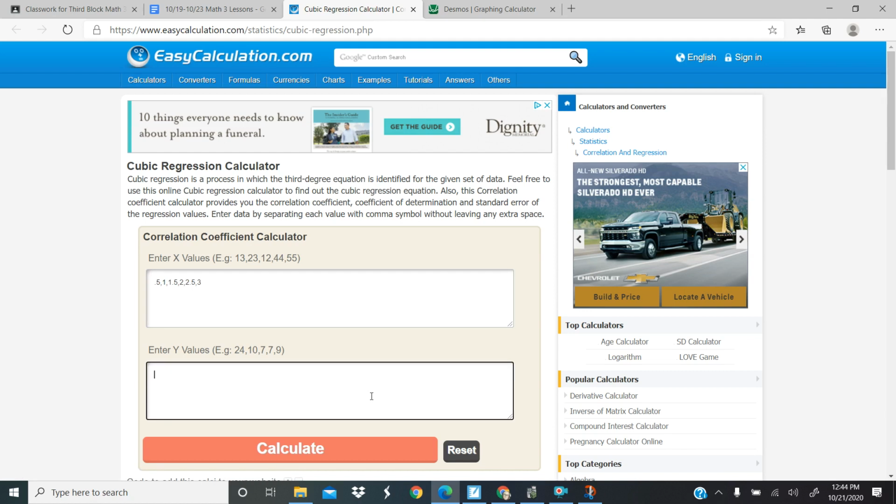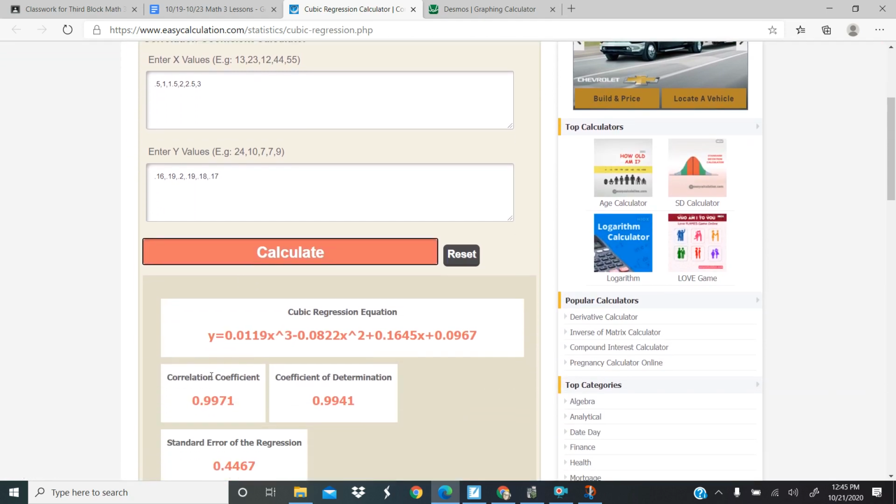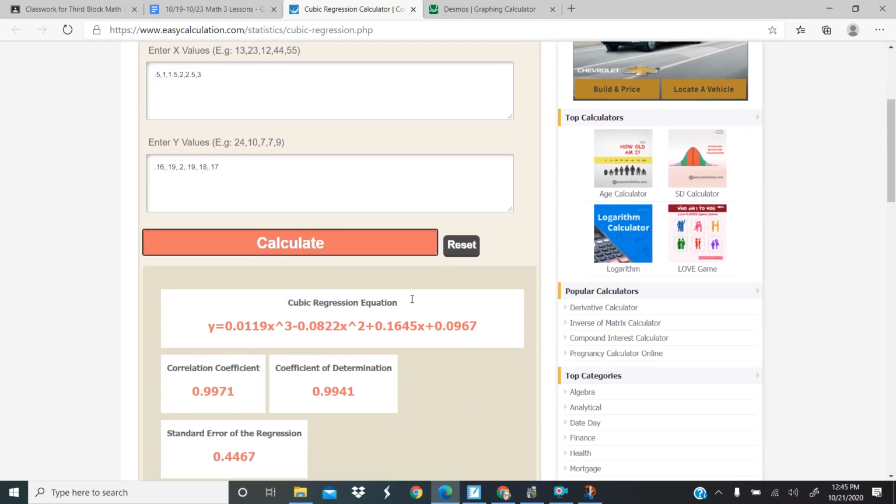And then for the y values, they were 0.16, comma, 0.19, comma, 0.2, comma, 0.19 again, comma, 0.18, comma, and 0.17. And then you're just going to hit calculate, and it brings up the regression equation down here for you. And it's the same one that we got in our calculator. So that's how you would do it if you're using the online calculator instead of a TI-84.